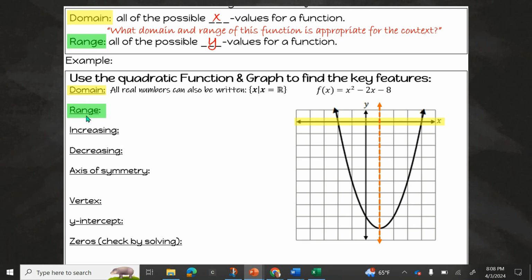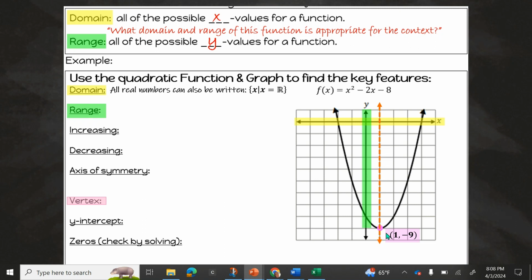Now the range for this function, that's our possible y values. So you'll notice that the parabola goes all the way down to here. This is its minimum, and then starts going back up. So we will not have any y values below this point. So we have to find the value of that point, which is our vertex.